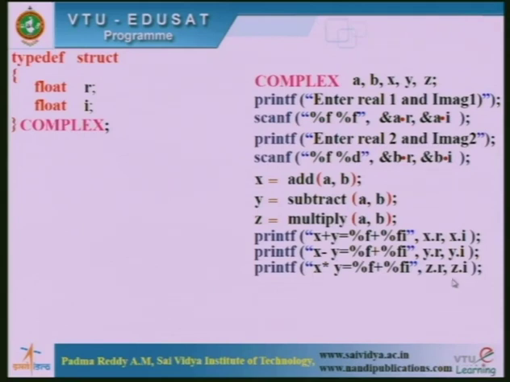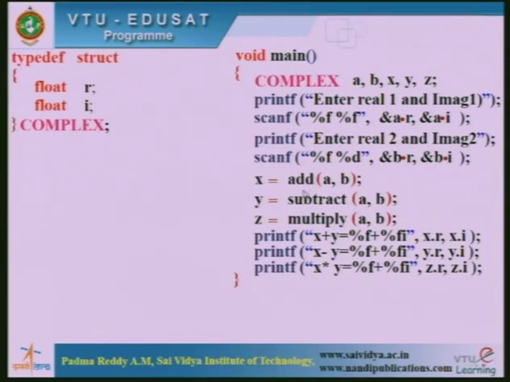Now my job is over. Here we are adding two complex numbers, subtracting one complex number from the other, and multiplying two complex numbers. Here we read two complex numbers, here we add, here we subtract, here we multiply, and here we display the sum, the subtracted result and the multiplication result. All these statements must be enclosed within braces, and here I write void main.